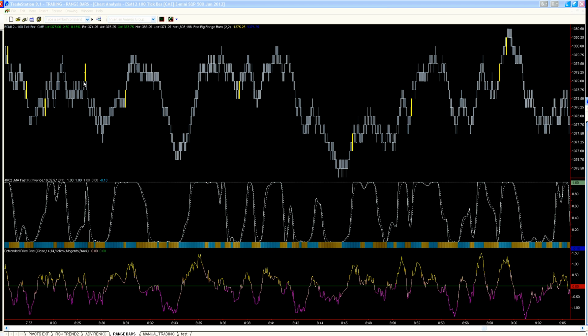Now, in any case, the close of a range bar will be either at the high or the low of the bar. On this bar here, the bar closes at the low. But what makes it particularly important to us is that the subsequent highs of the following bars are not greater than the low, at least not immediately.